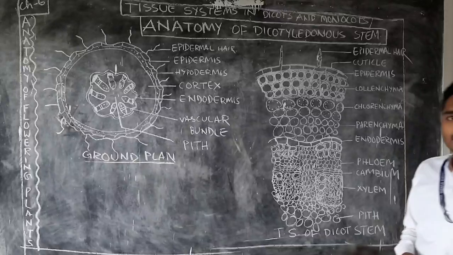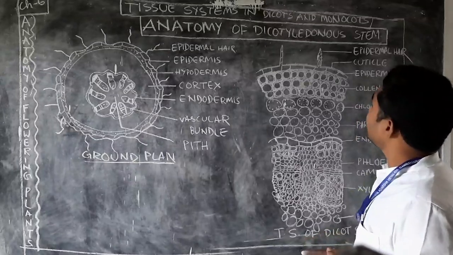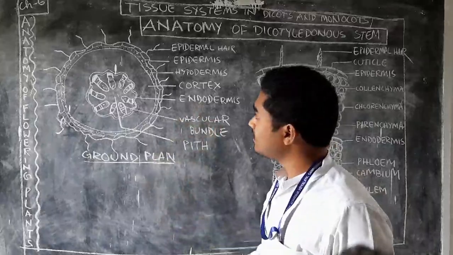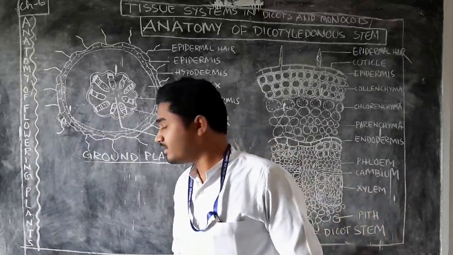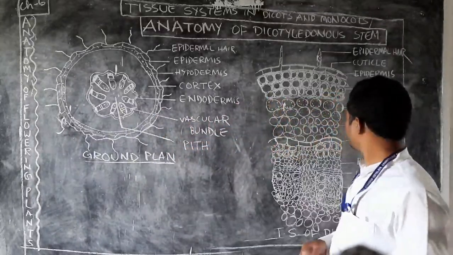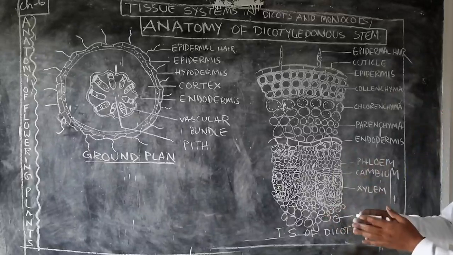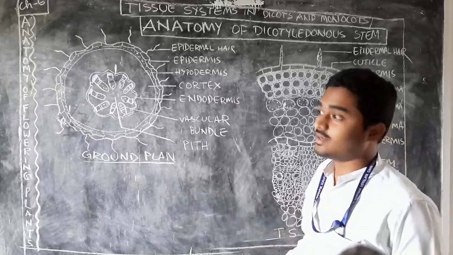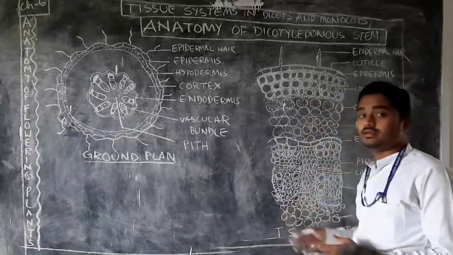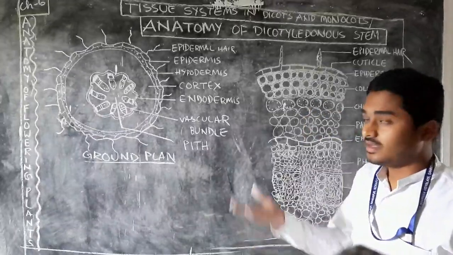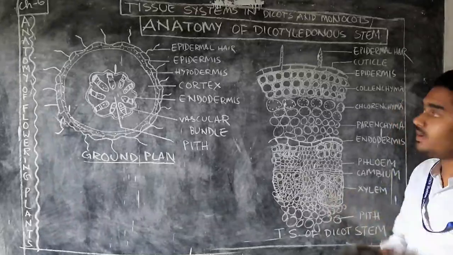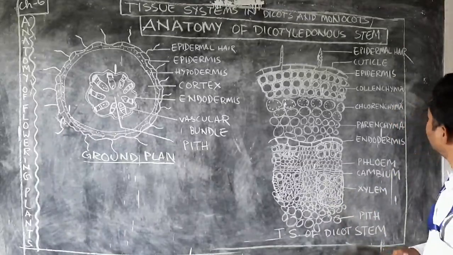We are in the third video of our tissue systems in dicots and monocots. This is your chapter 6, Anatomy of Flowering Plants. So, we will move up towards the stem. Generally, the stem is the aerial part of the flowering plants or a plant generally.